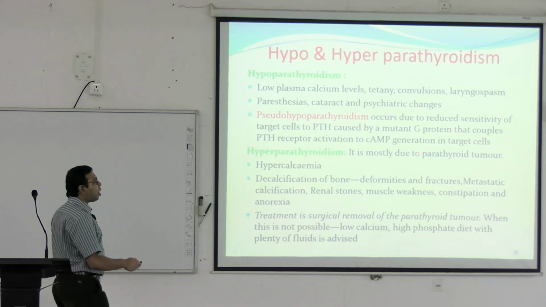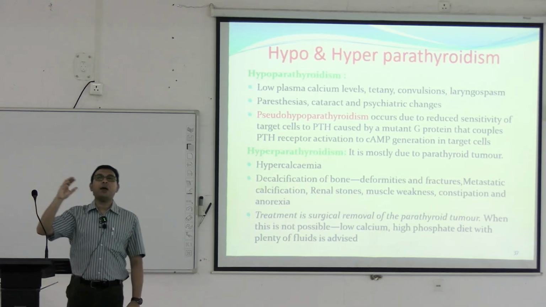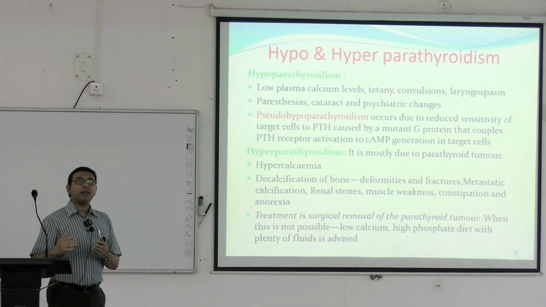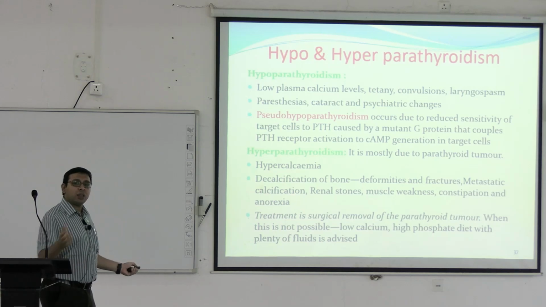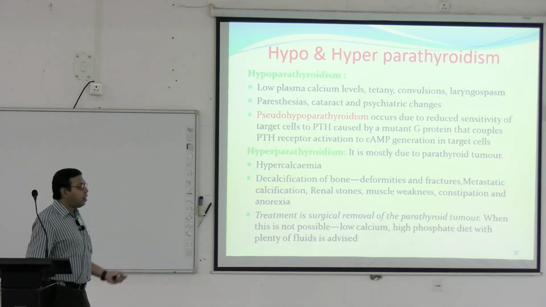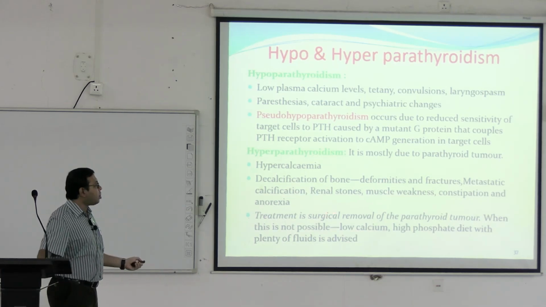Hyperparathyroidism mainly occurs due to some parathyroid tumor. There may be a tumor in the parathyroid gland, so that there will be excess secretion of the parathyroid hormone. That leads to, again just the opposite, hypercalcemia and decalcification of the bone. There will be deformities and fractures, metastatic calcification, renal stone, muscle weakness, constipation, anorexia.